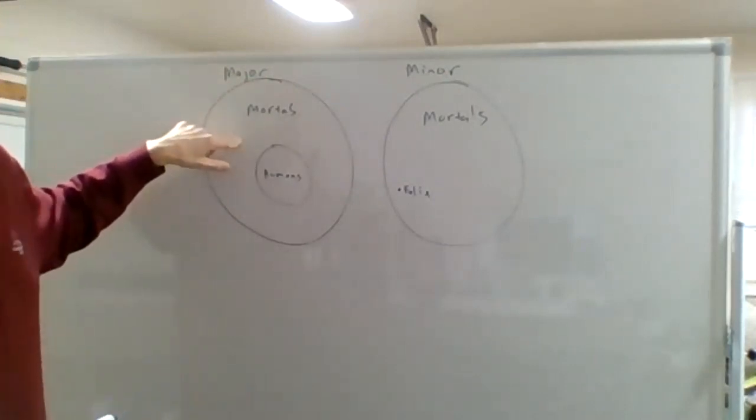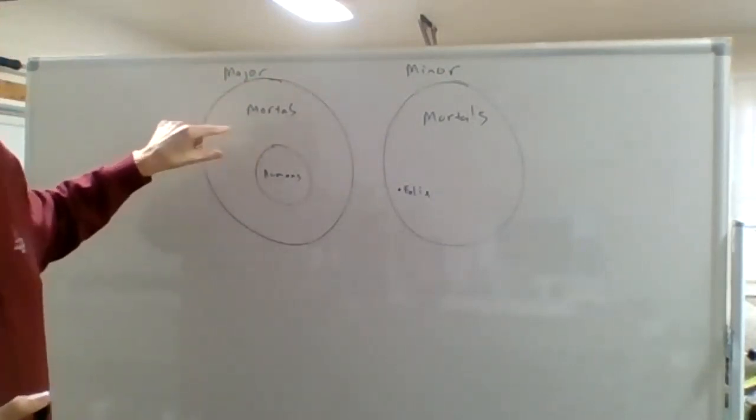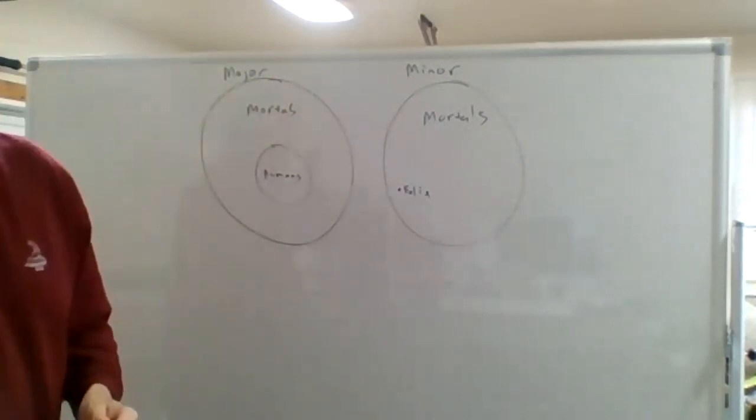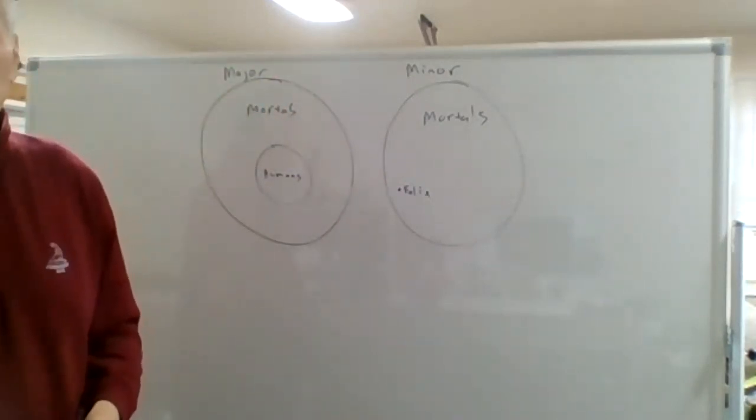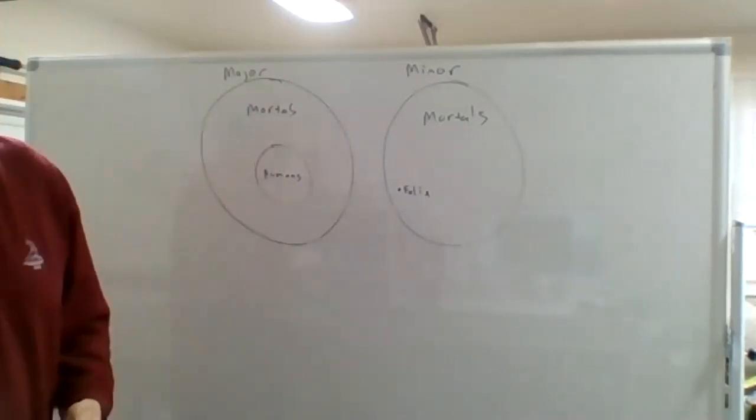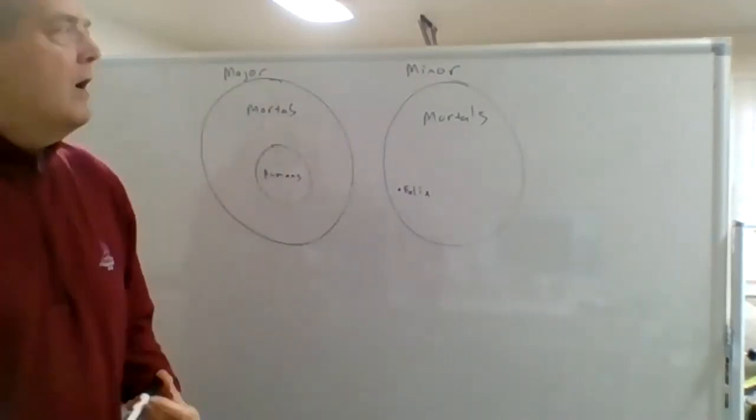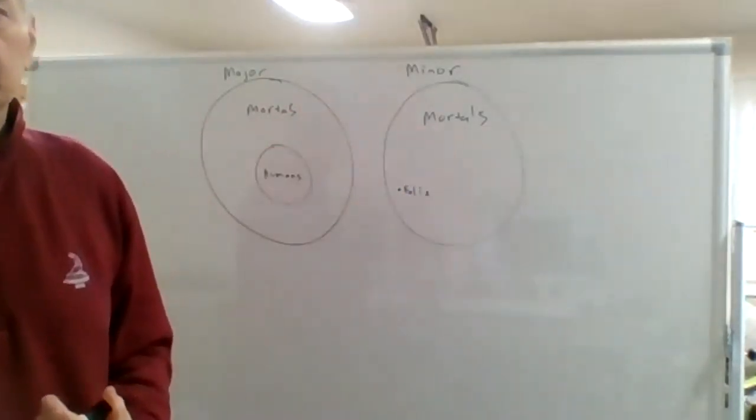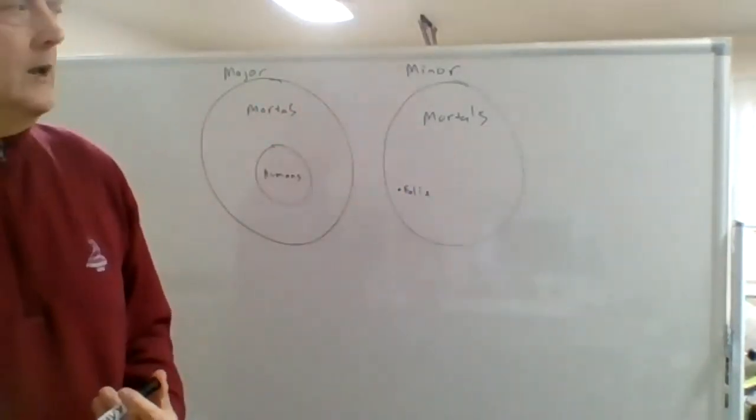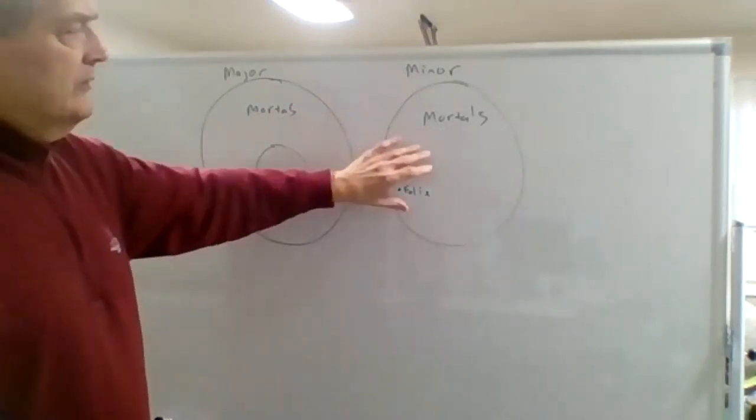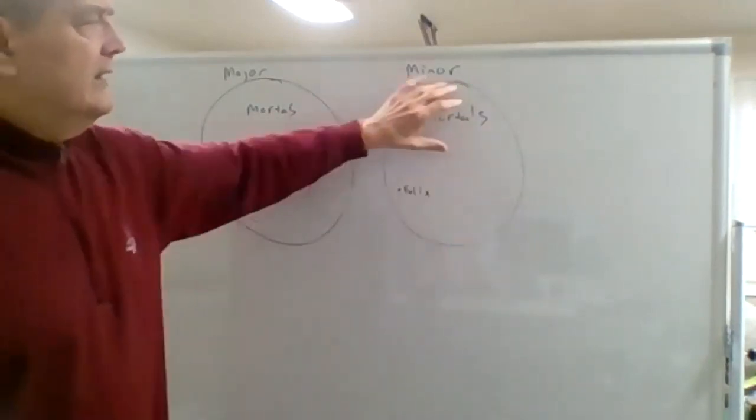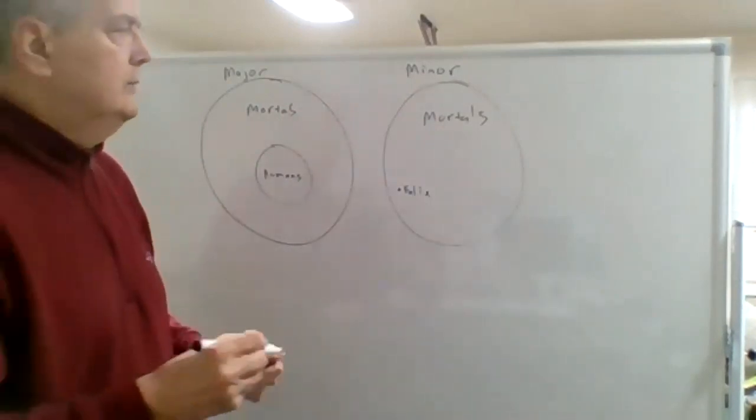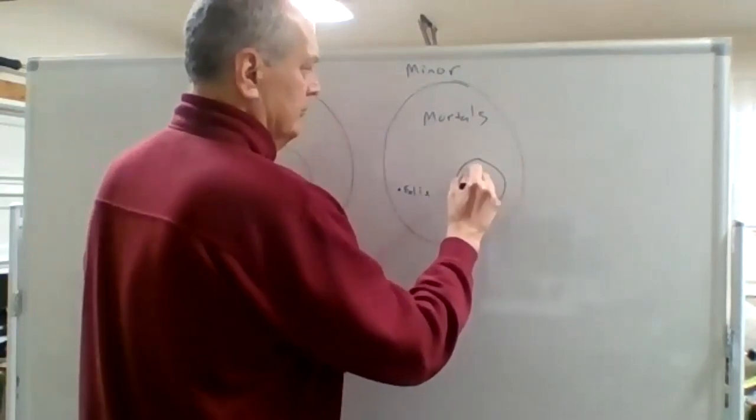So it's very possible there are mortals that are not human, represented by the elements of the circle mortals that are not within the circle humans. Our minor premise is that Felix is a mortal. So we don't see anywhere that Felix is necessarily a human. It could be that we've got this situation.